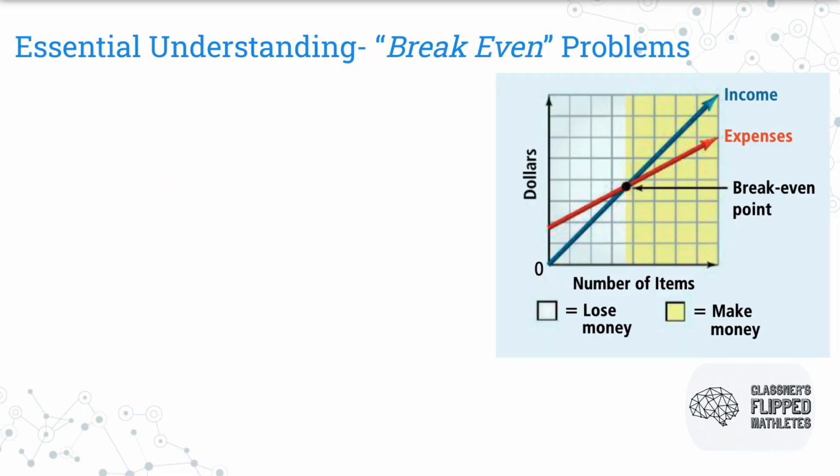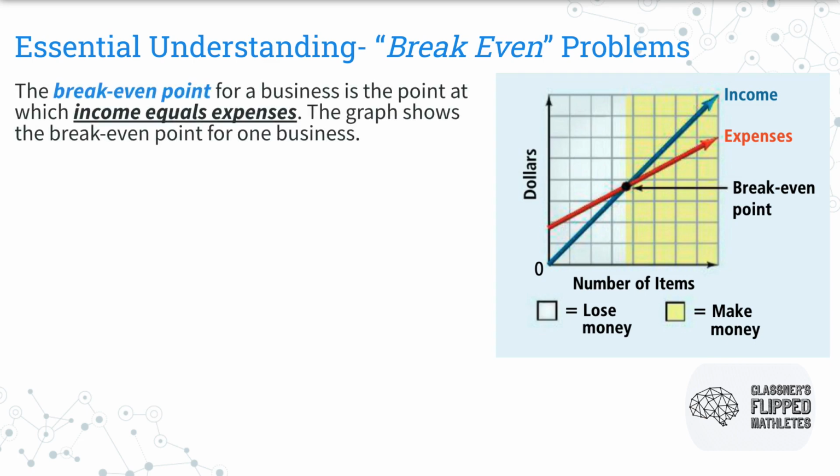So let's start off with the first of the types of problems, which is a break-even problem. Break-even point is a business term, and it's where the income equals the expenses, where the amount of money spent is equal to the amount of money made.